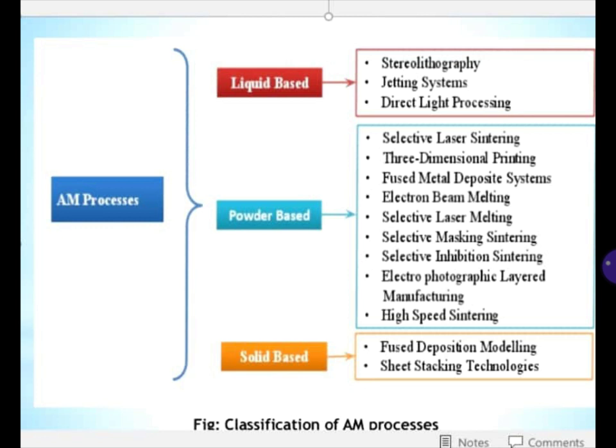First of all, by using the liquid material, we are going to manufacture the product. There are a number of methods by which we can do this. The first one is stereolithography, the second is jetting system, and the third is direct light processing.